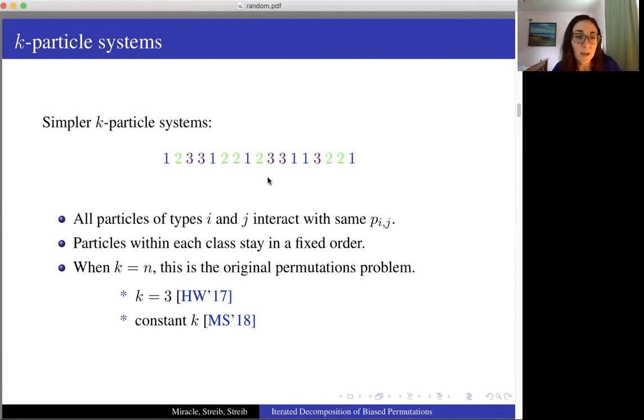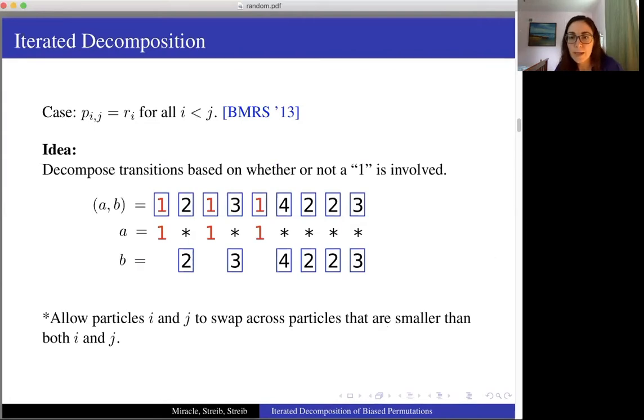So if you set k equal to 3, Haddadan and Winkler proved that it was rapidly mixing in that case. And in previous work, we proved that it's rapidly mixing for all constant k. Okay, so I want to give an idea of how the analysis goes for some of these previous results because it lays the foundation for our strategy.